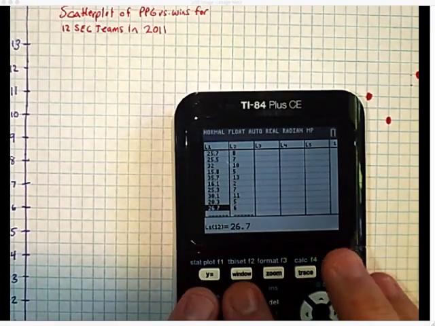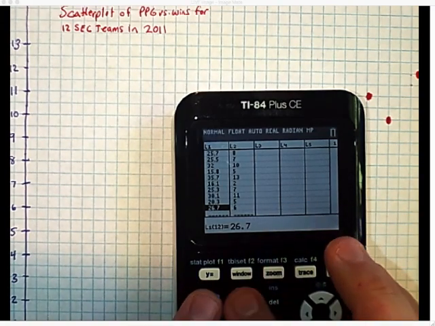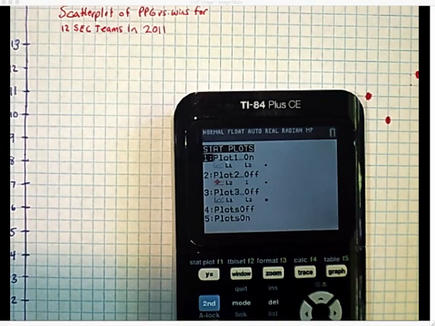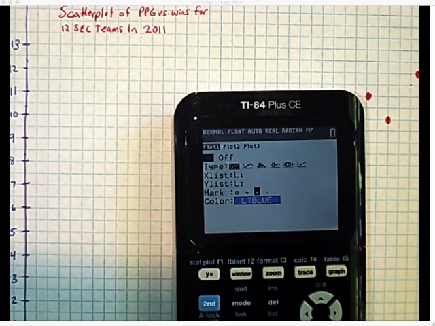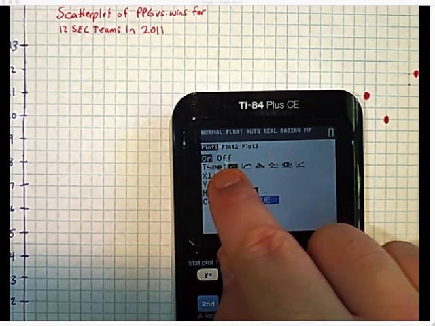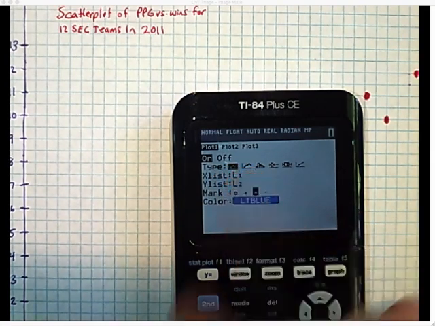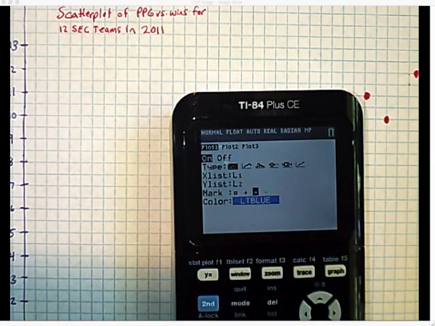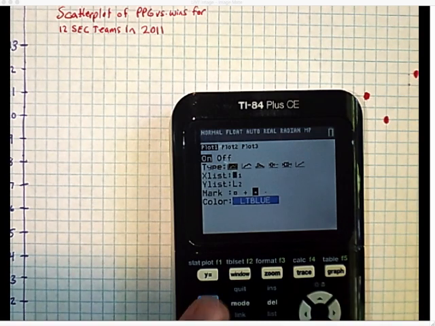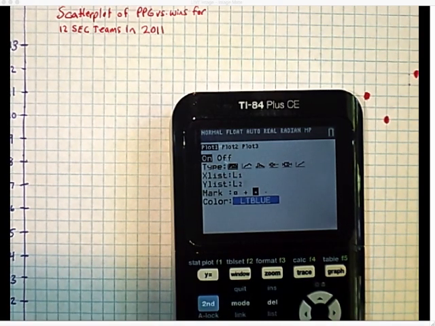So we want to plot this data. Here's how we do it. Quit out of there. Go under stat plot. Okay, go to your first stat plot. Turn it on if it's not already. And the scatter plot, the type, the scatter plot is the first option. Okay, it's exactly the first option. All right, well, where is your X data? What's in list one? So second L1. Where's your Y data? It's in list two.